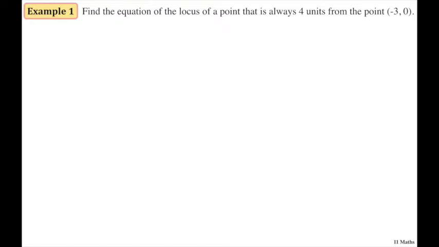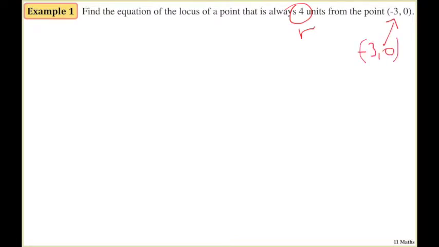Here's example number 1. For the first example, we've got to find the equation of the locus of a point that's always 4 units from the point minus 3, 0. Well, we're dealing with a point that's always 4 units from minus 3, 0, so it's a circle. The radius will be 4, and the center of the circle will be minus 3, 0. So let's actually consider that.